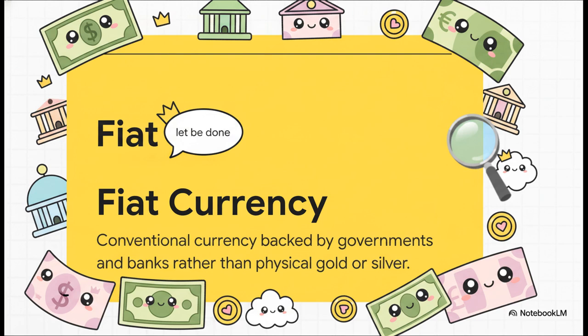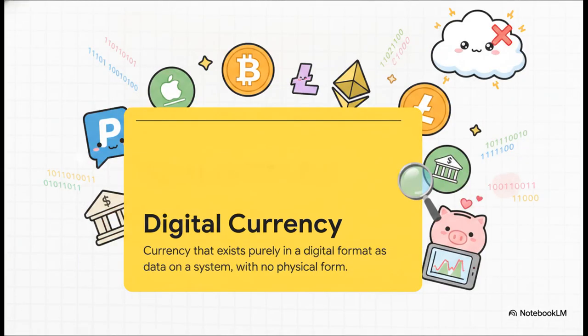So when you hold a physical paper dollar, pound, or euro, you are holding fiat currency. Now, digital currency just takes fiat money and puts it onto a screen. It exists purely in a digital format as data on a computer system. There are absolutely no physical coins or notes to hand over. When you use online banking, PayPal, or Apple Pay, you're using digital currency.